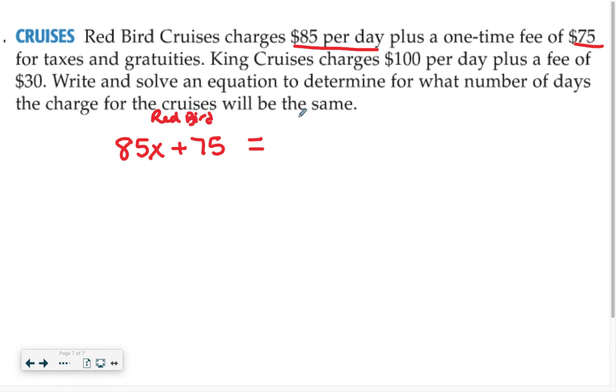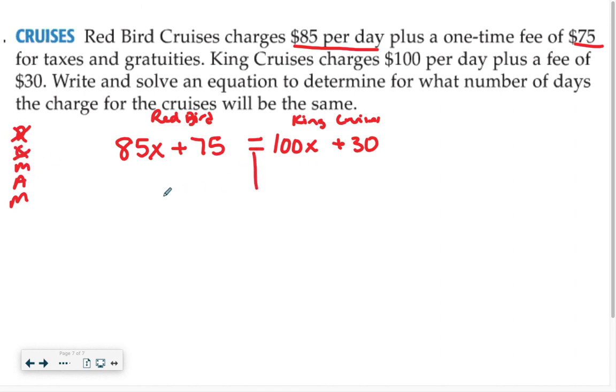And then over on this side, we have our King Cruises. So King Cruises is $100 per day. So again, we don't know how many days, so I'm going to put an x there, 100x plus a fee of 30. And now this looks just like what I've been solving. So don't call me after midnight. There's nothing to distribute. There's no terms to combine right now.